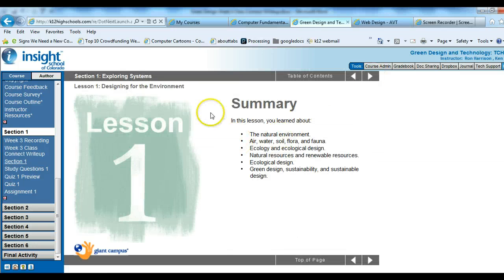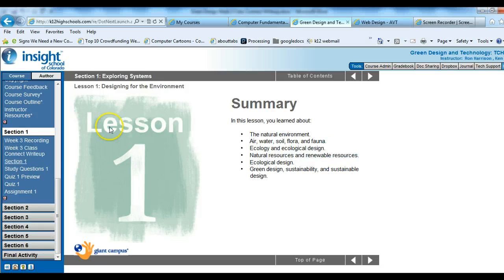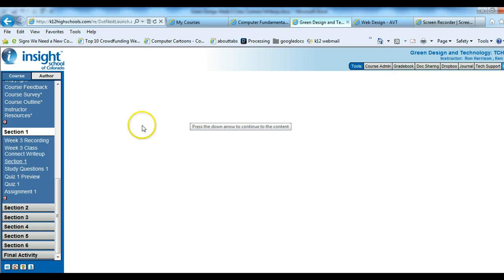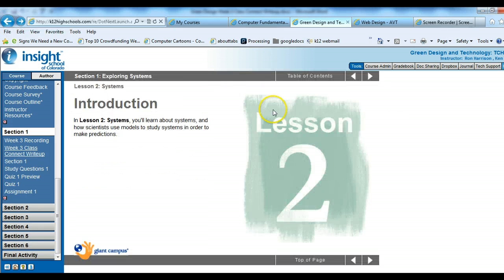So designing for the environment, that's what lesson 1 was about. You can see the different components of designing for the environment and the things that you learned about. So again, if we go to the Class Connect write-up, hopefully you came up with answers to this. And you could write a substantial couple of nice paragraphs about what lesson 1 was about.